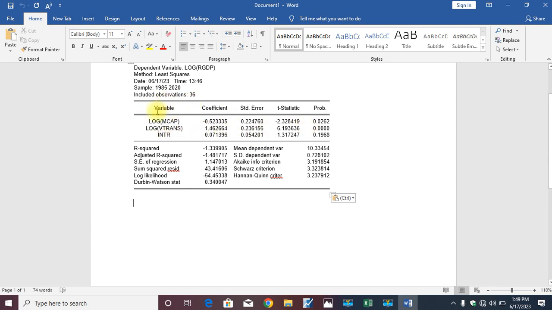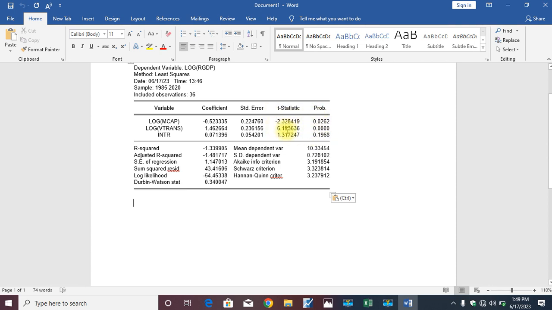In this region we have the variables, the coefficient, the standard error, the t-statistics, and the probability values. If you divide the coefficient by the standard error, you get the t-statistics. The rule of decision is that whenever the t-statistics goes up, the p-value goes down, and when the p-value goes up, the t-statistics goes down. That means there is a negative relationship between the t-statistics and the probability value.